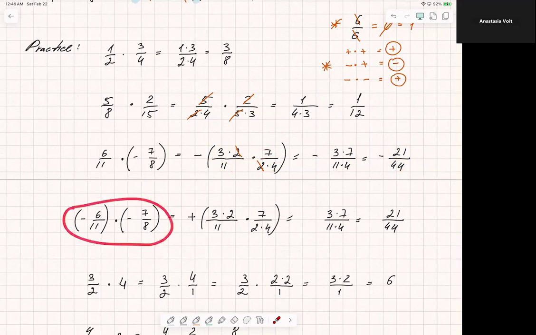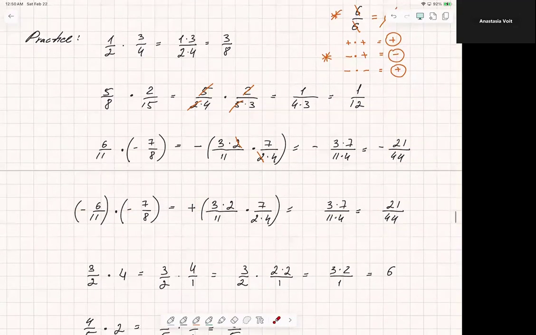Now the same problem, but now 6 over 11 is also negative. So again, the same thing. We calculate the same way, but just these two negatives, they multiply by each other and they make the final answer positive. So the final answer will be the same thing, 21 over 44, but now with the positive sign because both of the original numbers were negative. So negative times negative will be a positive.